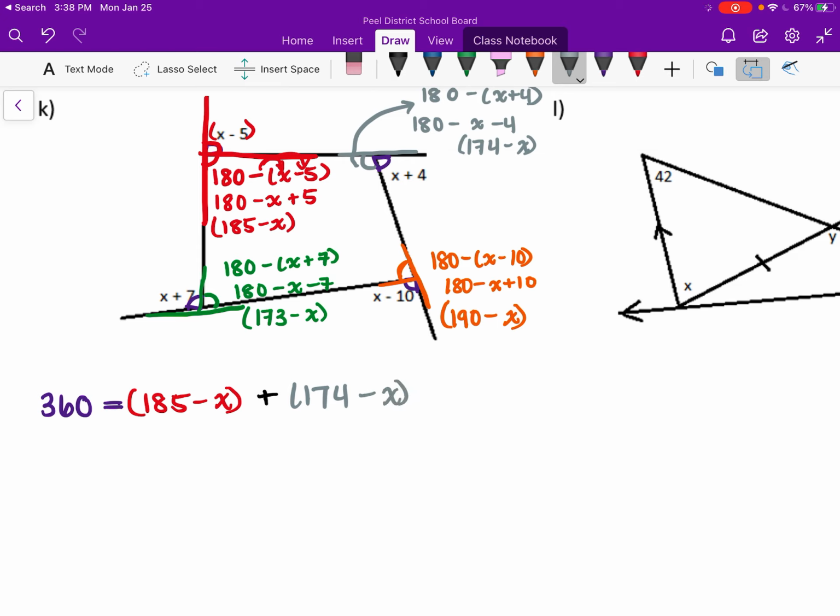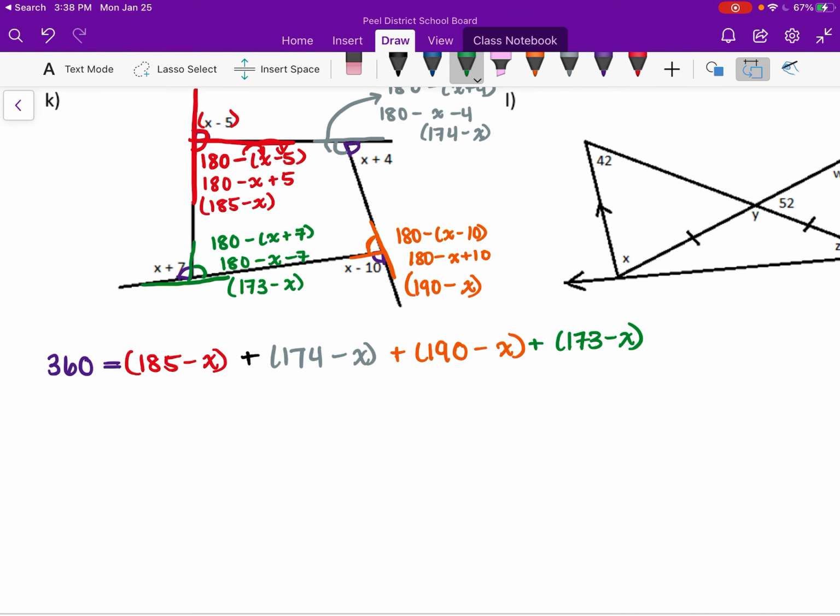The orange one is going to be plus 190 minus x. And then the green one is going to be plus 173 minus x. Right? Let's just go in, collect these like terms. So I have 360 equals 185. I'm just going to drop the brackets, because they're all positives, I can do that. Right? I don't have to distribute any negative number in. Plus 174 minus x plus 190 minus x plus 173 minus x, right?